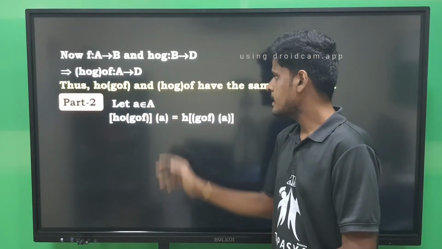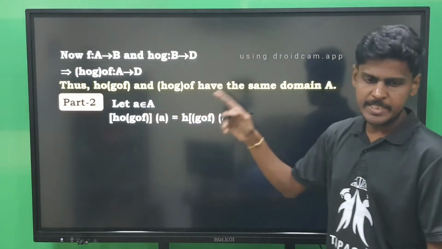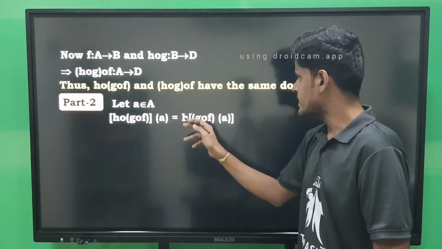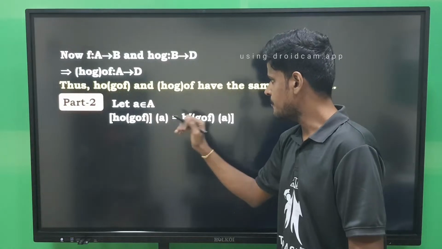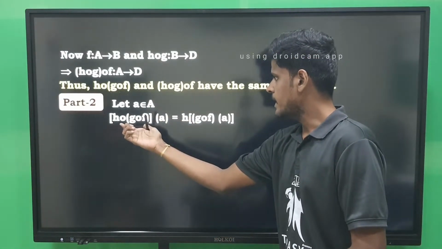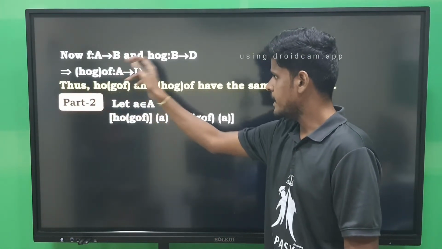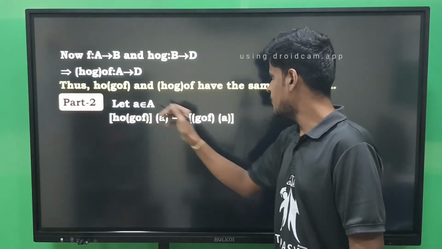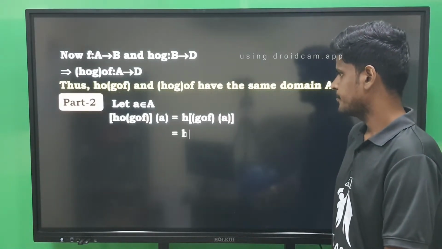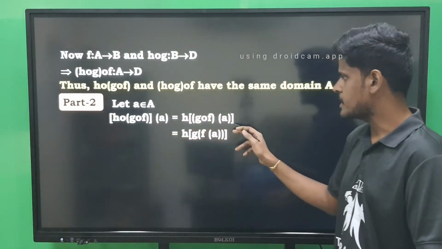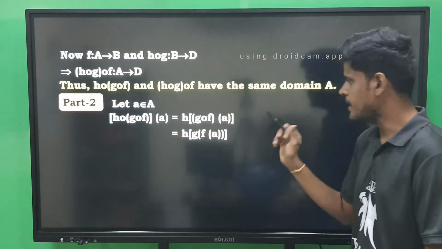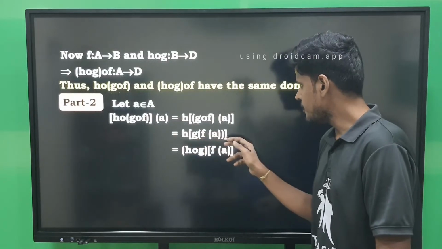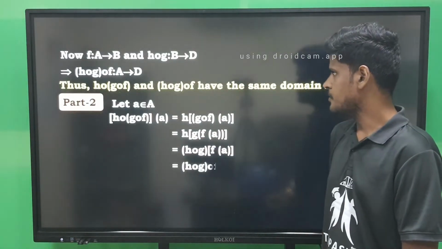So let a be an element in set A. Let's assume a, b, c are elements in sets A, B, C. Now h∘(g∘f)(a), that is nothing but we should substitute some value of a. What is the output? h∘(g∘f) is a function from A to D. Therefore, the input is some element a. This has some output. We can write this function as h(g(f(a))). And by the associative property, we can write this as ((h∘g)∘f)(a), that is h(g(f(a))).